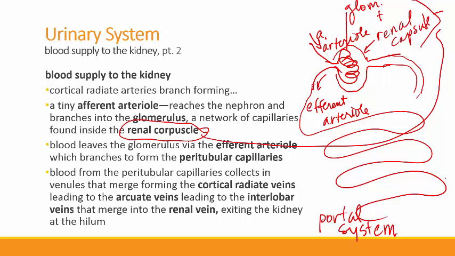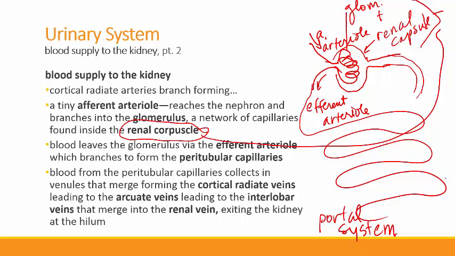Okay, so there we have it. We've talked about the functions of the urinary system, a little bit of the gross anatomy of the urinary system, and then some of the macro and microscopic anatomy of the kidney itself, including that blood supply.